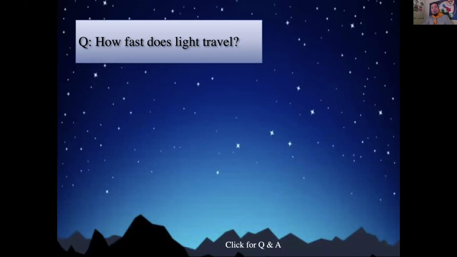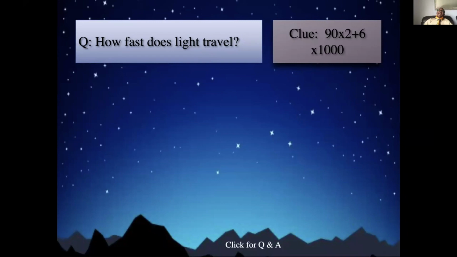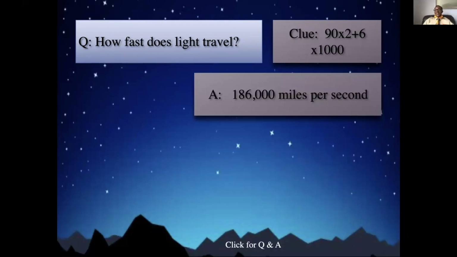186,000 miles a second. That is correct. That's quite fast. Imagine, when I just said 5, 4, that is how fast light had traveled. 186,000 miles per second. That's pretty fast.